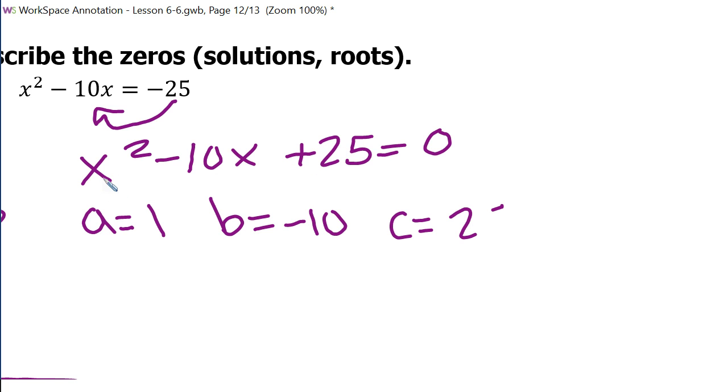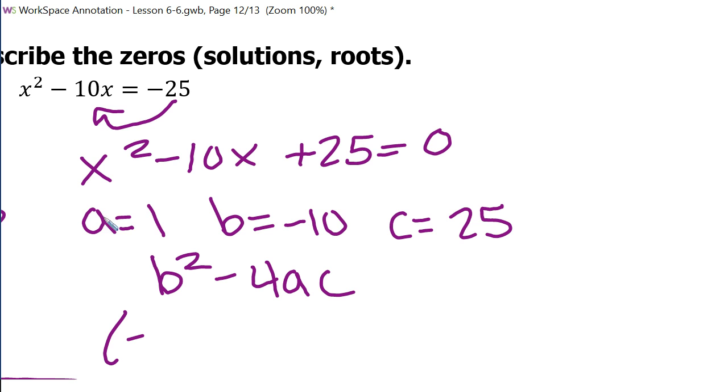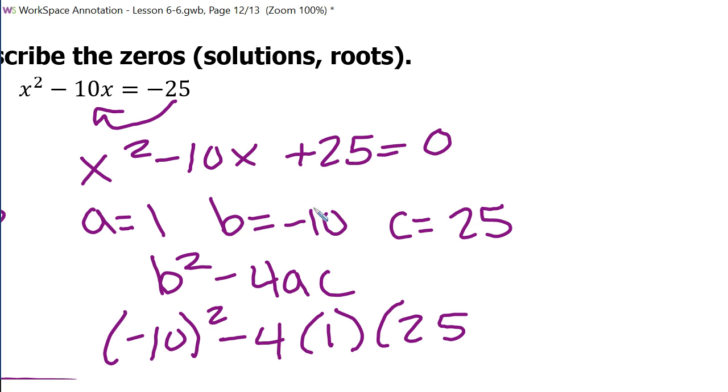25. So the discriminant is b squared minus 4ac. So what do we put for b? Negative 10. Square it. Minus 4. What do we put for a? 1. What do we put for c? 25. Simplify that. What's negative 10 squared? 100. Put your minus. What's 4 times 1? What's 4 times 25? And what's 100 minus 100? 0. So if your discriminant is 0, how many solutions do you have? 1 real solution.